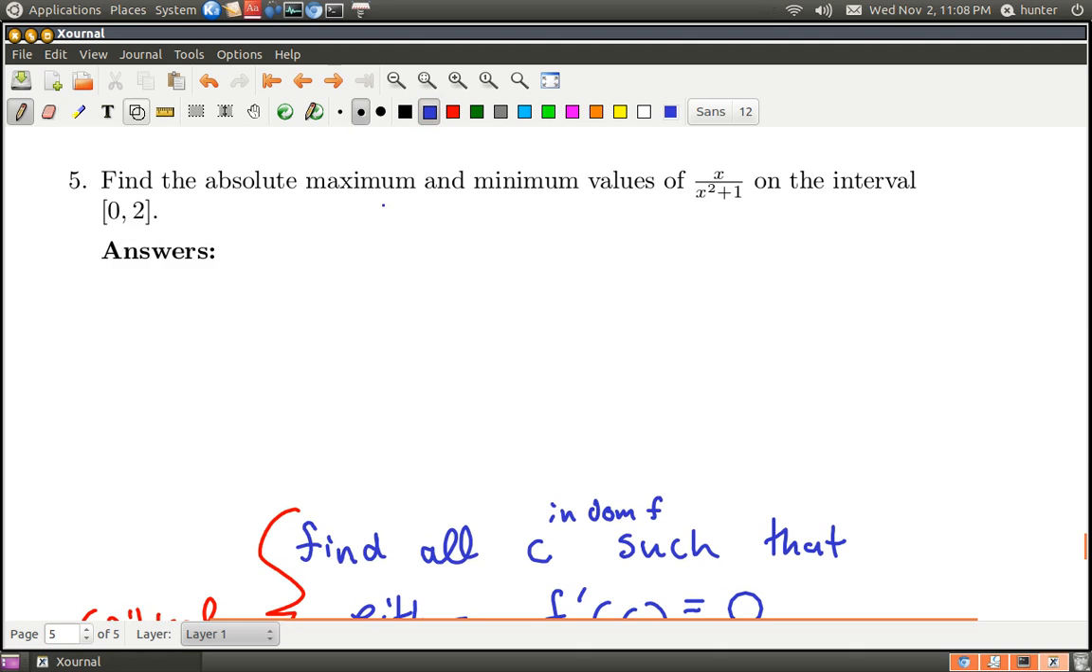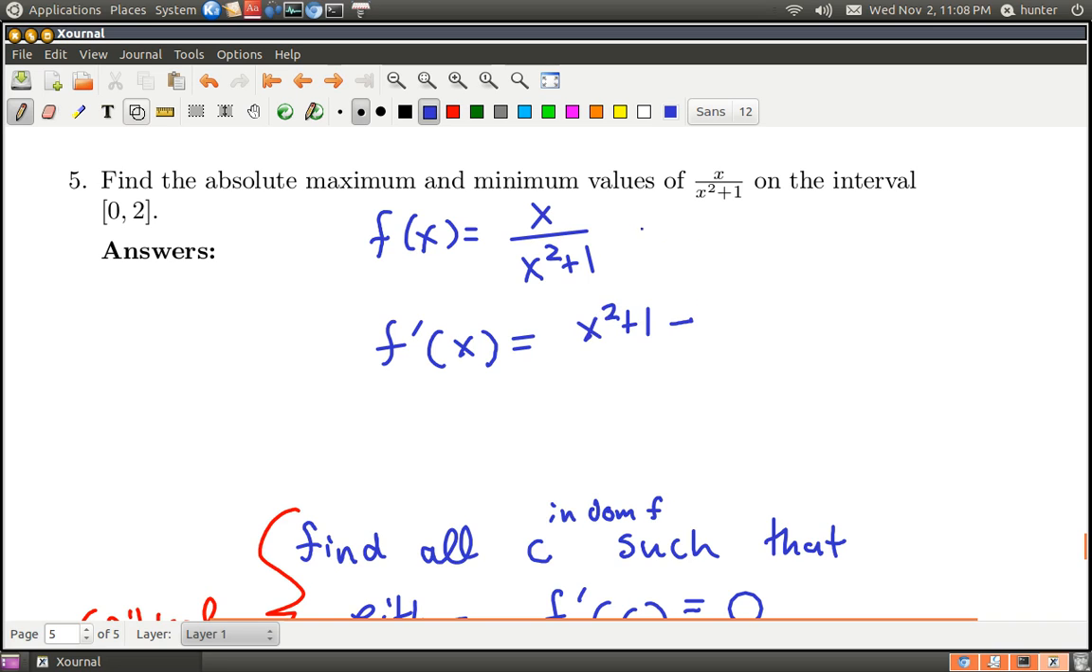Just to be clear, the function is f of x equals x over x squared plus 1. So what is f prime? It's the quotient rule. First I take the derivative of the top, which is 1, times x squared plus 1, minus the top left alone times the derivative of the bottom, which is 2x. And now I square the bottom, x squared plus 1.